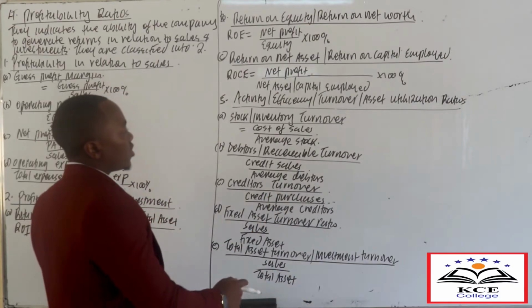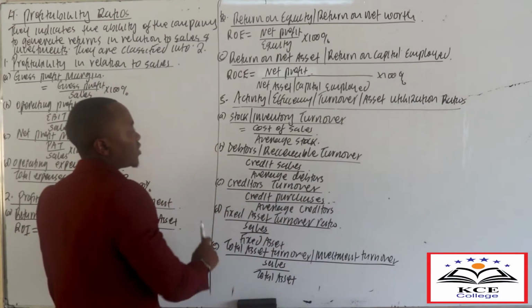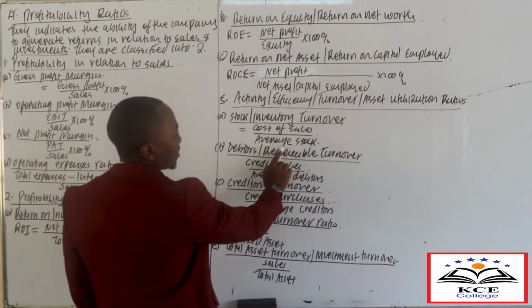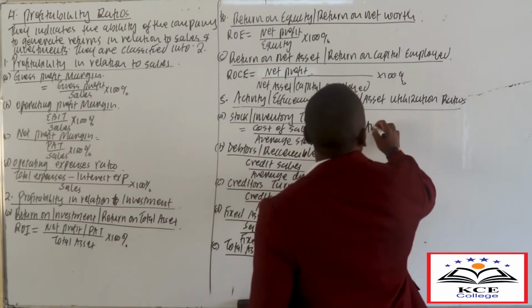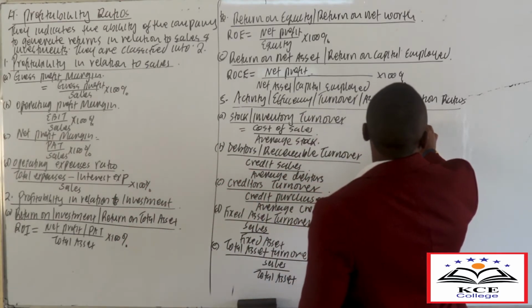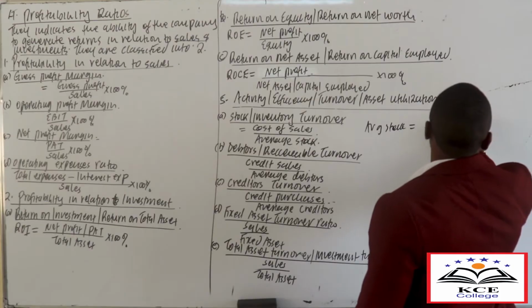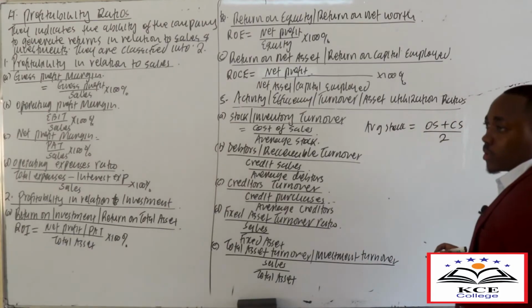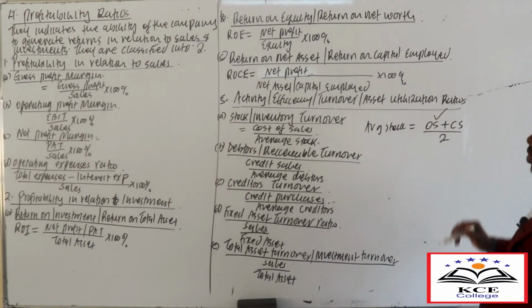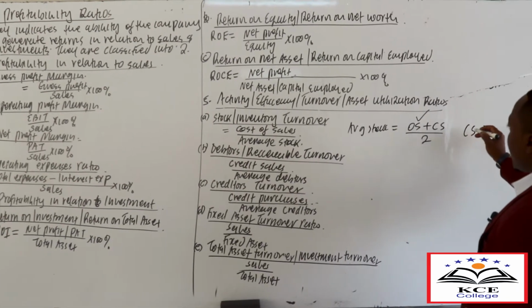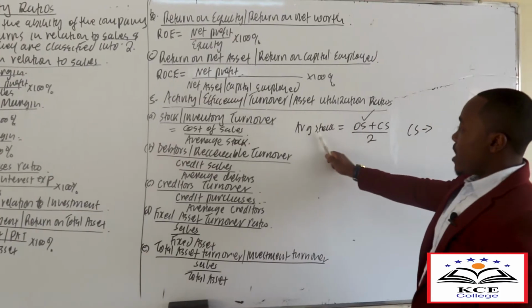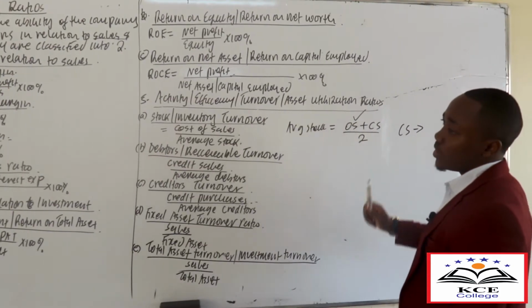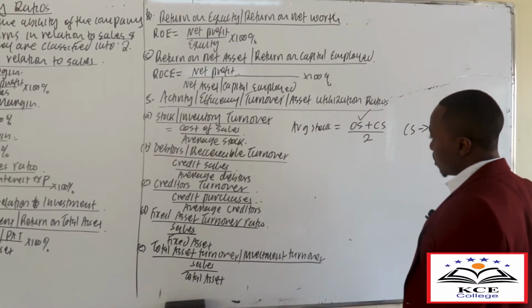So number one, you have the stock or inventory turnover. How do you get the stock turnover? You just take the cost of sales, you divide by the average stock. And how do you get the average stock? To get the average stock, you take the opening stock plus the closing stock, you divide by 2. Whenever you are not given the opening stock, closing stock will be regarded as the average stock. Let me repeat again. To get the average stock, you take the opening stock plus the closing stock, you divide by 2.